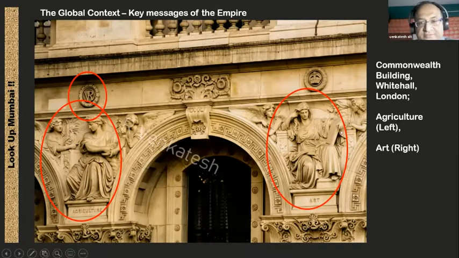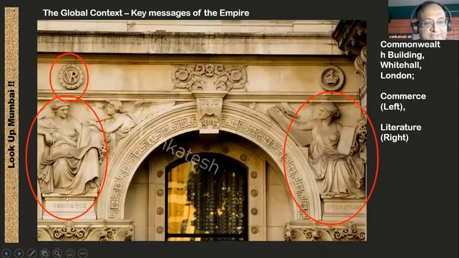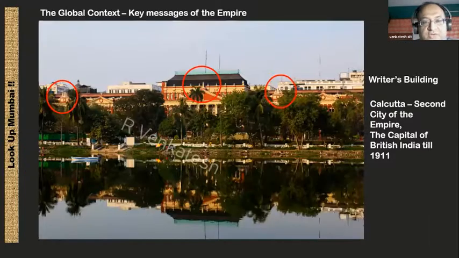Then there is art on the right. If you can look at this one on the right, this is art. Next one is commerce. This entire building is a piece of art. This is commerce and this is literature. And the great thing about all this is I don't have to play a guessing game. All of this is labeled, so I didn't have to really rack my brains trying to figure out what it could be.